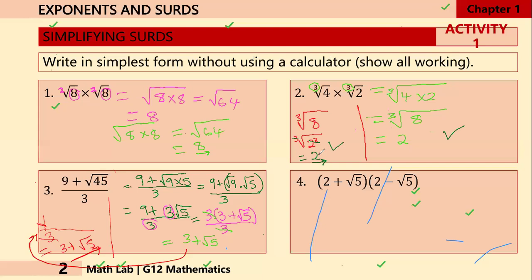Okay, so I think you all understood this. So now we can move on to number 4 so that I can give you something to do as well. So we can move on to the 4th one.